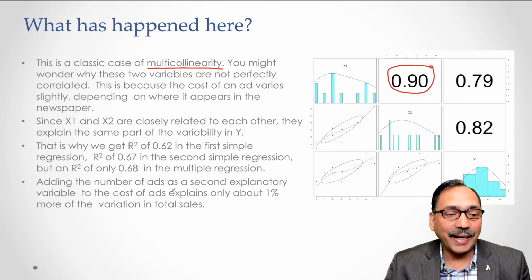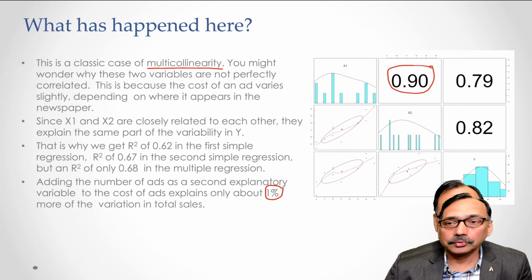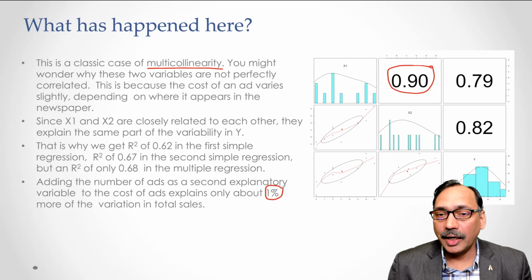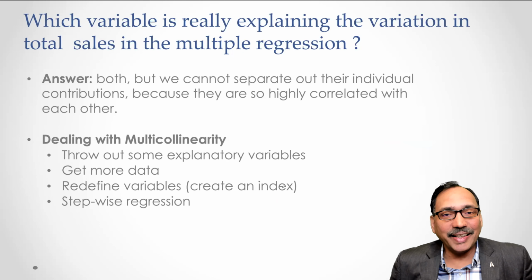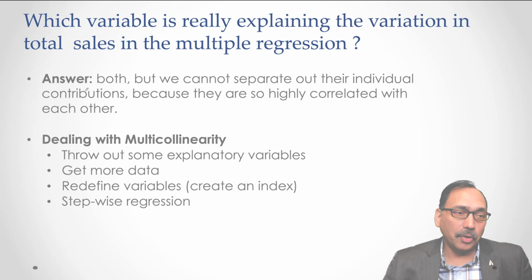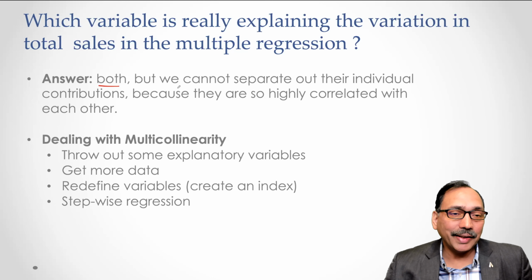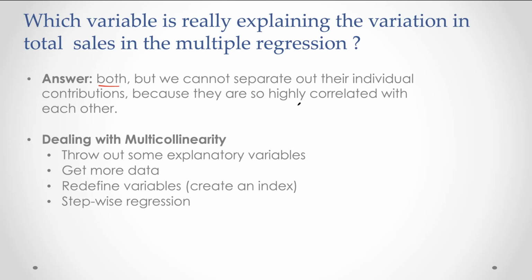So adding the number of ads as a second explanatory variable to the cost of ads is explaining only about 1% more. So all kinds of problems you can see are happening here. Now the key question is, we have 68%. So which variable is really explaining variation in total sales in this multiple regression? Obviously we have to say both, but we cannot separate out their individual contributions because they are so highly correlated with each other. So how to deal with these situations where we see multicollinearity?